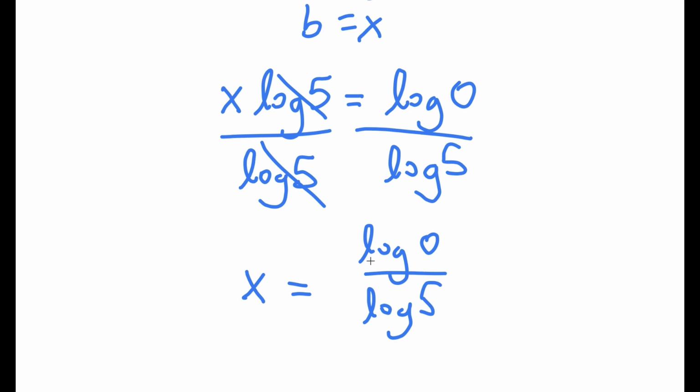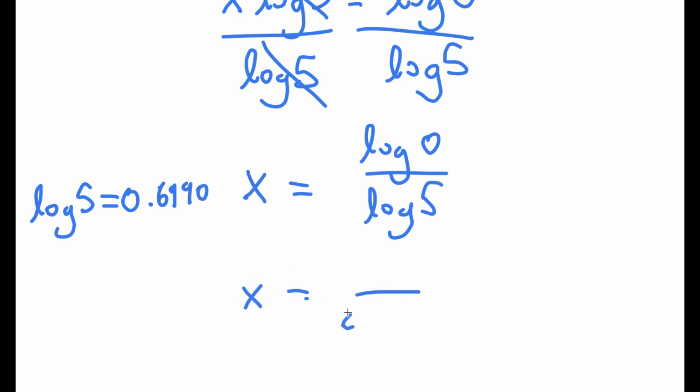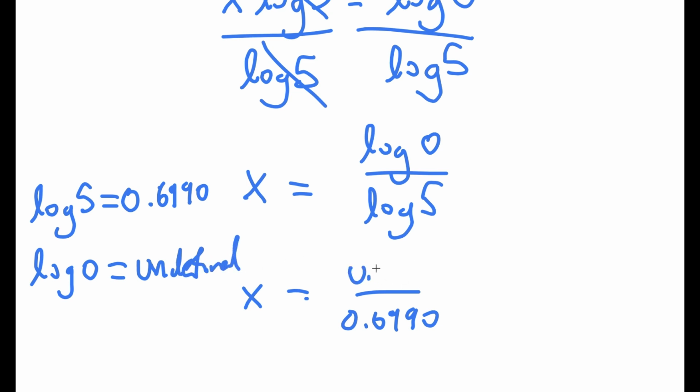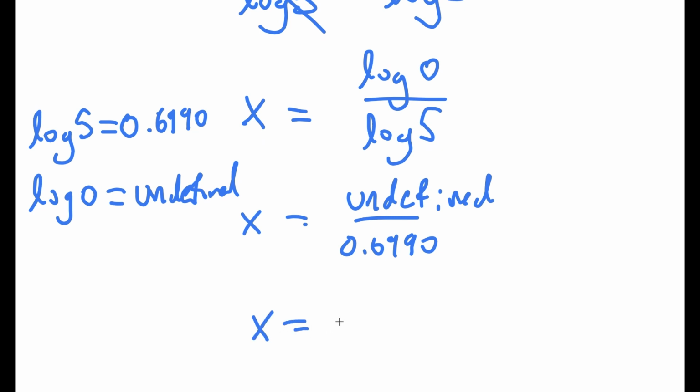Now we're actually going to plug in the values of log 0 and log 5. So log 5 is equal to 0.6990. And log 0, well, what is log 0 equal to? Log 0 is actually undefined. So I have x is equal to undefined over 0.6990, meaning x is simply undefined.